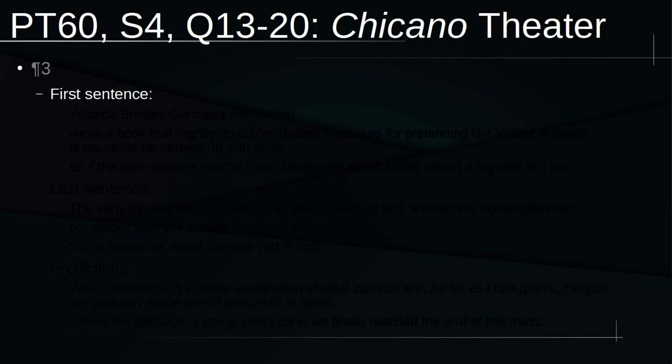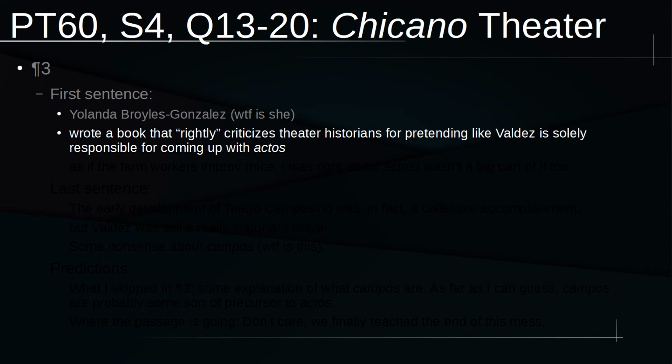So starting right up with our first sentence. So we are introduced to somebody named Yolanda. I don't even know how to say that first hyphenated name. I should look that up, but I don't care. But the last name I can't say, Gonzalez. Who the hell is she? Again, this is like the first sentence that I read, and this is the third one that introduces somebody brand new. So apparently Gonzalez wrote a book that rightly, according to our author, rightly criticizes theater historians for pretending like Valdez is solely responsible for coming up with actos.